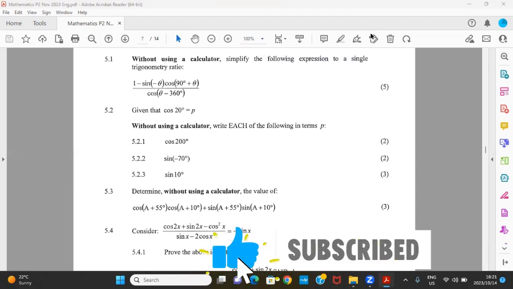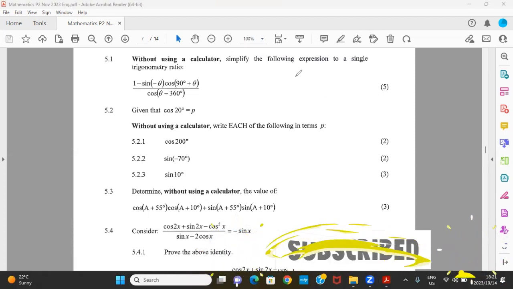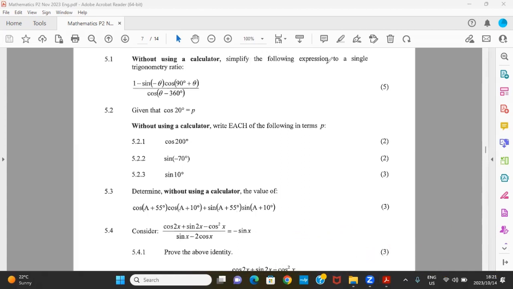Simplify the following expression to a single trigonometric ratio. So, okay, we know we are not supposed to use a calculator, right? So here's what they gave us: 1 minus sine of minus theta times cos of 90 degrees plus theta, divided by cos of theta minus 360. So basically that's what we have now.